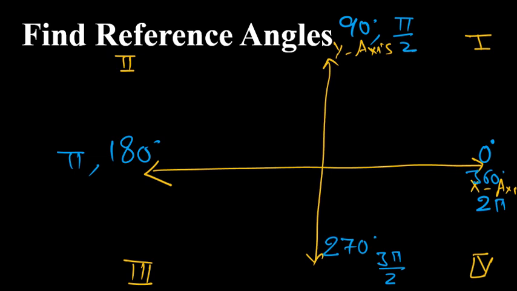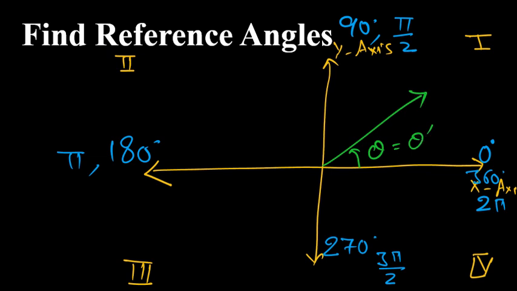So if you have, let's say, a terminal side in quadrant 1 and it makes an angle theta, in this case theta and theta prime, which is your reference angle, are equal. So for example, if this is 40, then theta prime will also be 40.